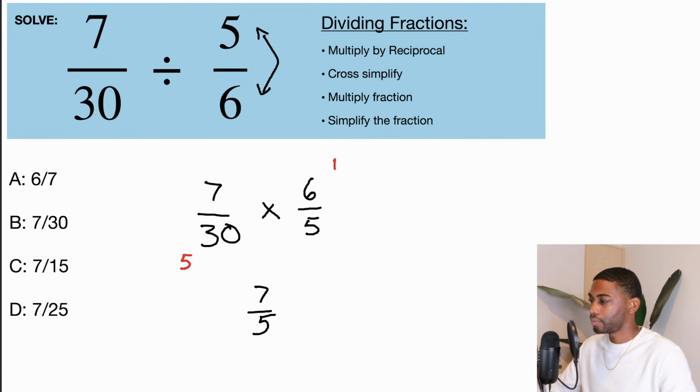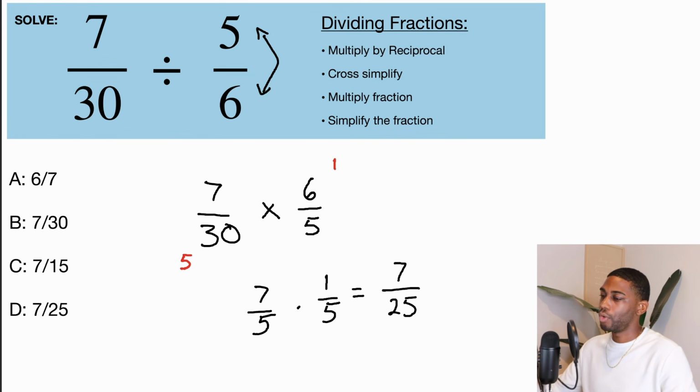times 1/5 equals 7 times 1 is 7, 5 times 5 is 25. 7/25. And we can't simplify because we already cross simplified, making everything so much easier for us. Boom. Lovely. 7/25.